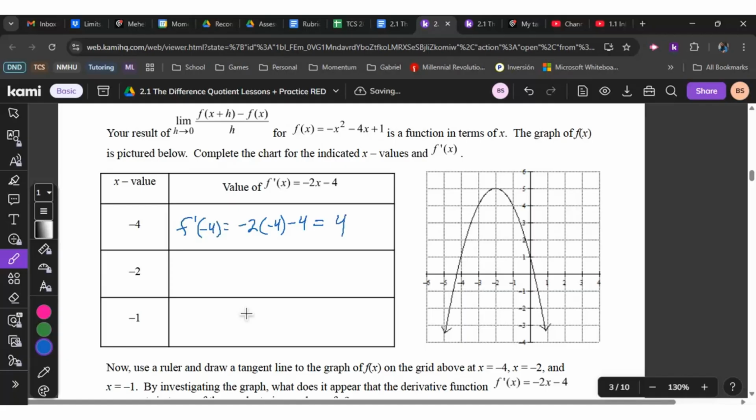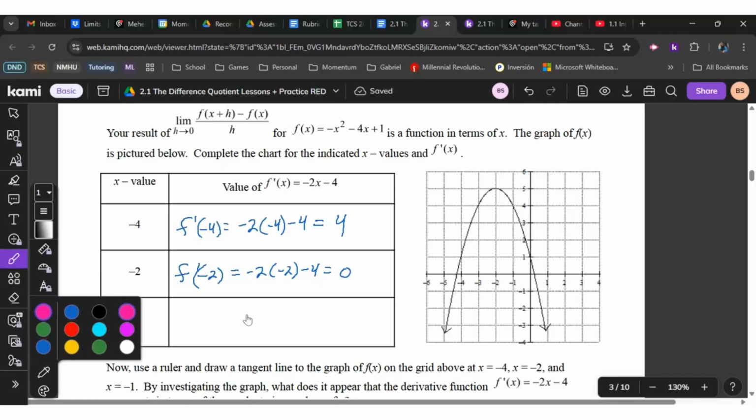I would like you to write all of that, because otherwise you're going to forget it later. Where did that -2 come from? Because I'm literally taking the derivative right here. Okay? Then we're going to do it again for -2. F prime of -2 is -2 times -2 minus 4, which is 0, right? -2 times -2 is 4. 4 minus 4 is 0.